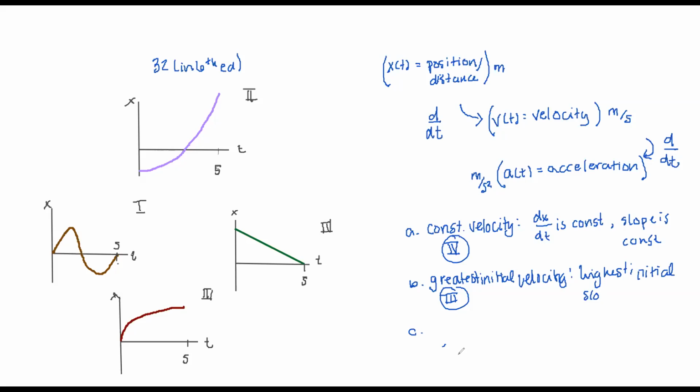For part C, we're looking for the greatest average velocity. I'm sorry, I have a notification that is just not going away. There we go. So now I can use the space. Slope, and that is going to be number 1.